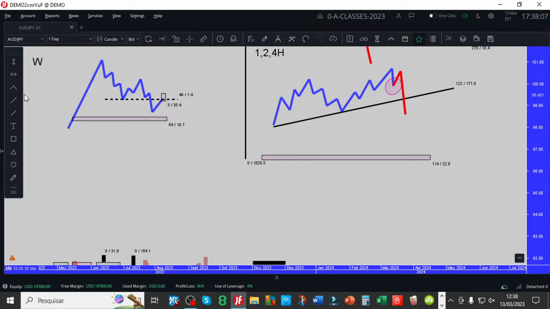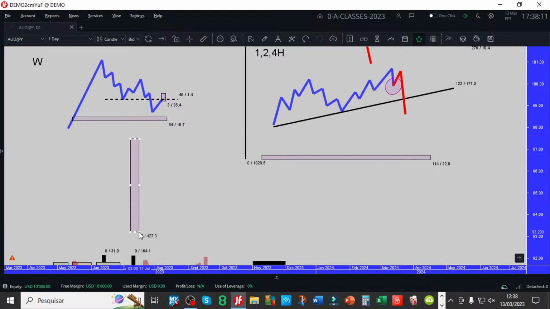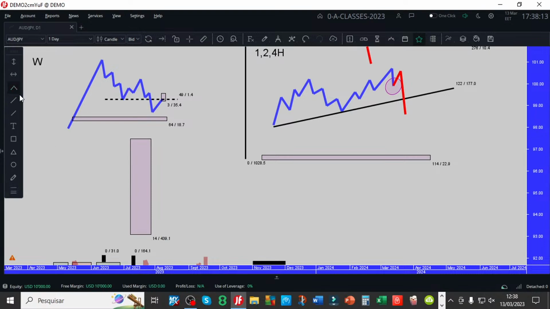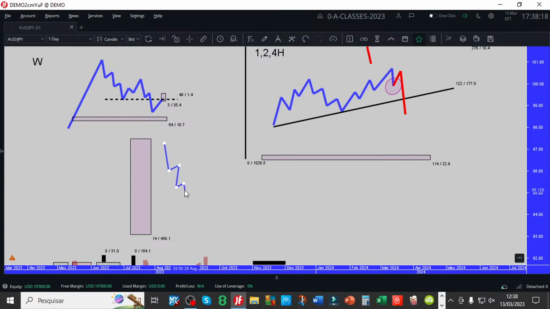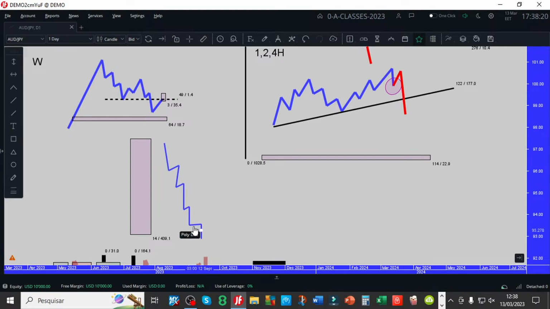Lynn, this is for you and everybody else. When the weekly candle is going to push down, the 1 hour, 2 hour, 4 hour chart is just not going to fall. Make sense? It doesn't work like this. The market must wave.